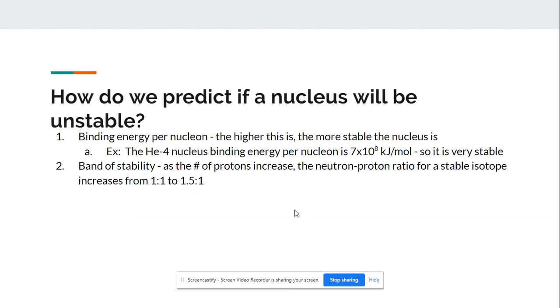There's a couple of ways we can determine if the nucleus is going to be unstable. The first way is by looking at the nuclear binding energy. The higher the amount of binding energy that is in the nucleus, the more stable it is. We can also look at the proton to neutron ratio of the isotope. The further away that gets from 1 to 1, the more unstable the nuclide becomes.